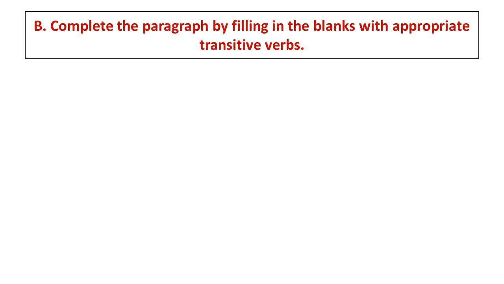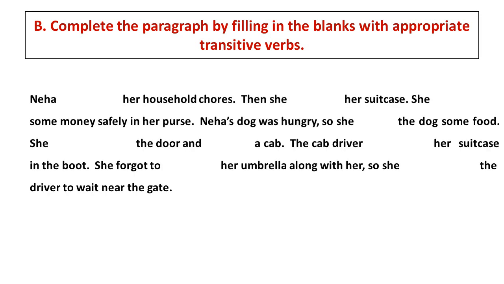So let's move on to the next exercise, that is B exercise. Complete the paragraph by filling in the blanks with appropriate transitive verbs. Here, children, you may get a couple of alternate answers to the question, but we will stick to the best possible one. Okay? Right.